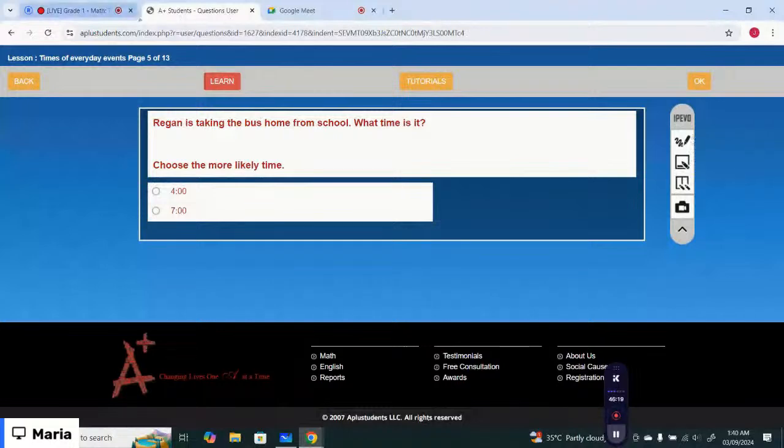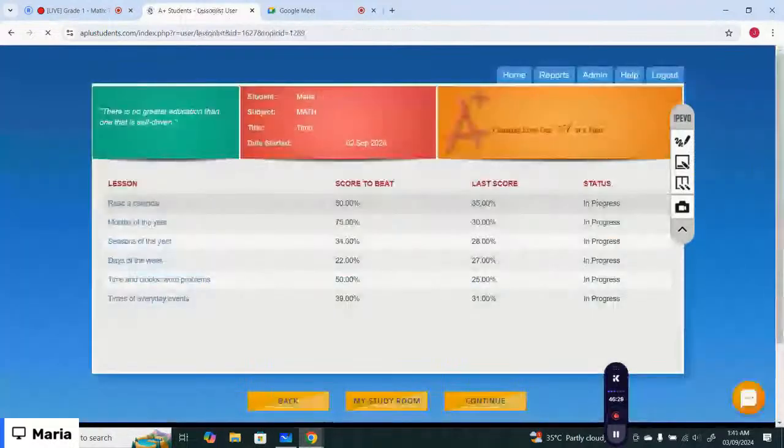Okay, you can complete the lesson by yourself later today. So we were working on grade 1 math. The chapter we were working on is time, and the lessons we have covered from the chapter are read a calendar, months of the year, seasons of the year, days of the week, and times for everyday events. Please make sure before the next session you complete all the practice questions for the lessons we just did. That is your homework until the next session, right?